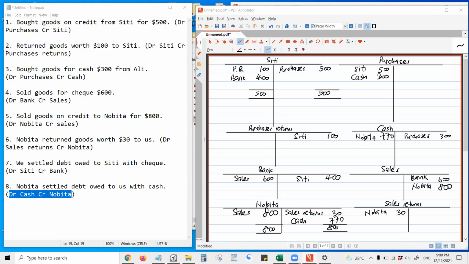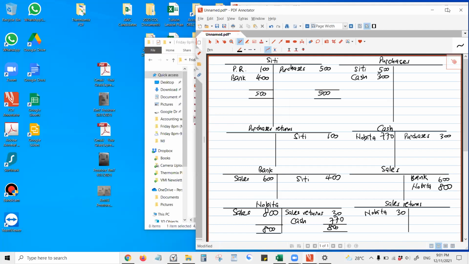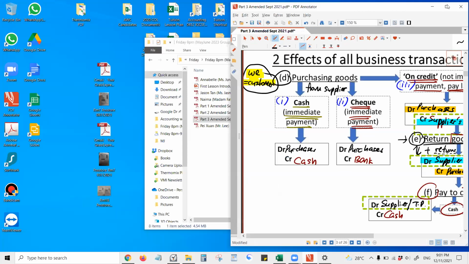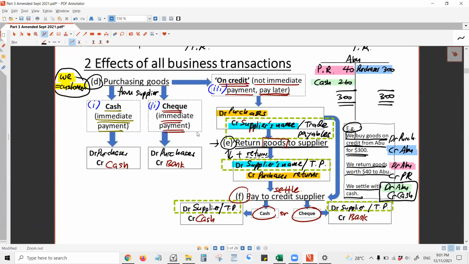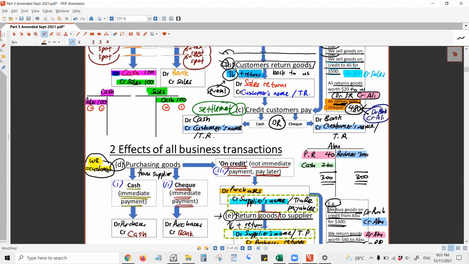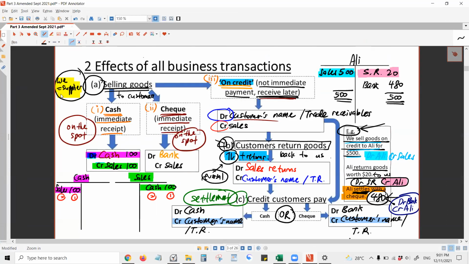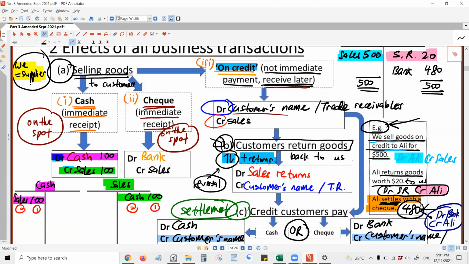Now, what is the difference between sale returns and purchase returns? I show you. If you look at the notes, page number 30, the upper page is a flow chart where we are the supplier. When you sell goods to customer, you will always credit sales account. You will always credit sales account when we sell goods to the customers.